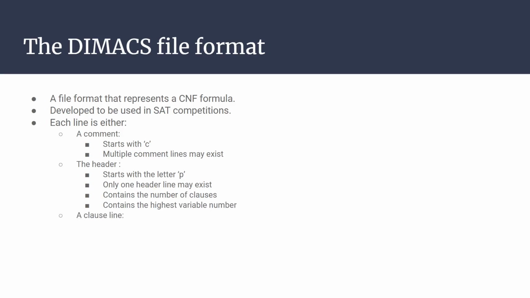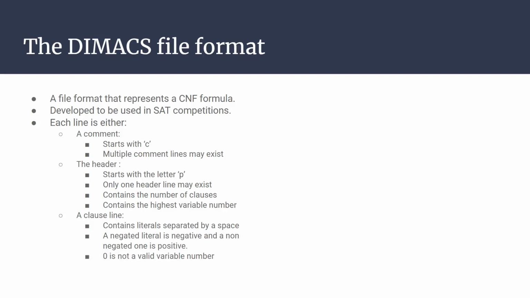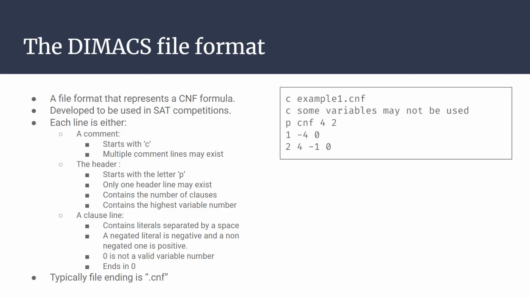in the CNF. And the clause line is basically one line that contains negative or positive numbers. If they're negative, it's a negated variable. If it's positive, it's a non-negated variable, and it ends with 0. Okay. Typically, DIMACS files end with a .cnf ending. This is a CNF. This is a DIMACS file.